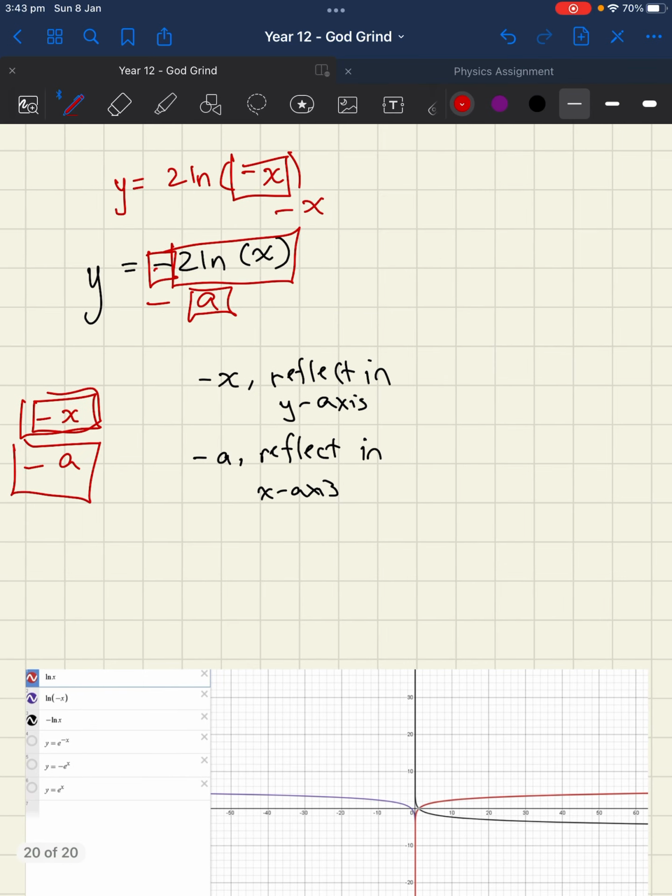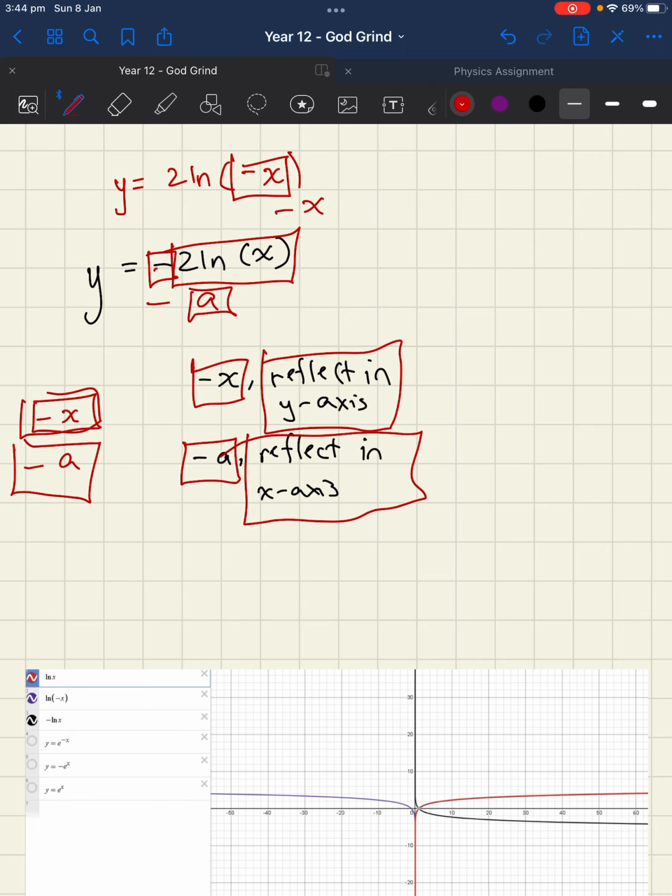And what I found was, I'm not too sure if this is true or if it actually applies for all things, but for what I've seen for exponential functions and logarithmic functions, it seems really true to me that if the x is negative, then it reflects it in the y-axis. If the whole thing is negative, the whole function is negative, it reflects it in the x-axis.